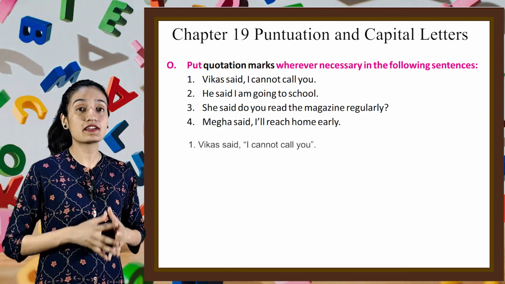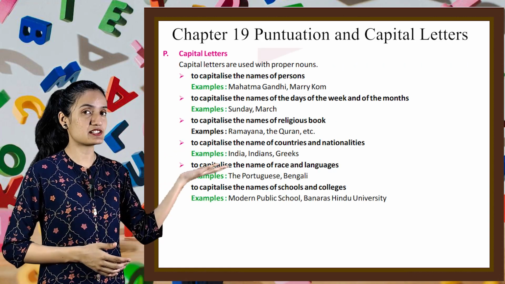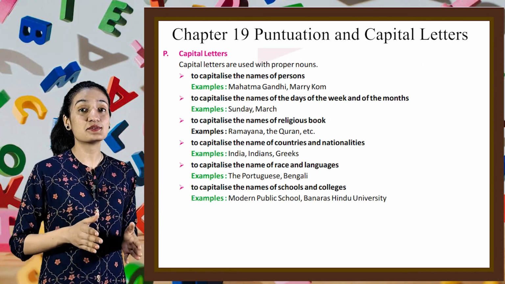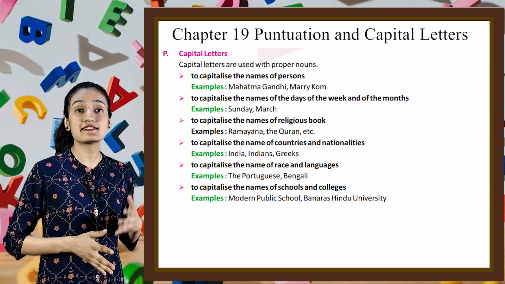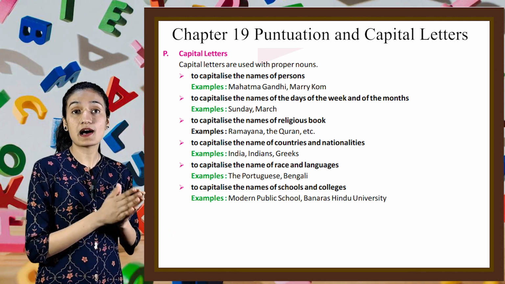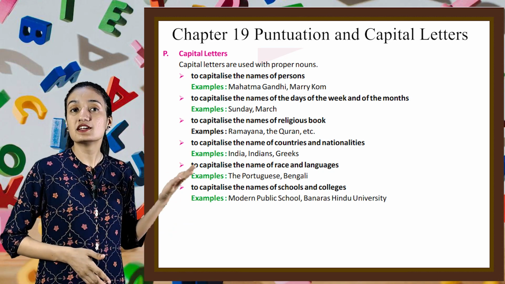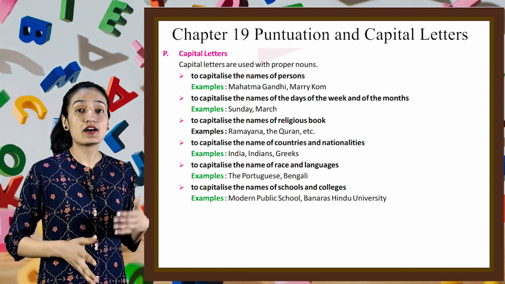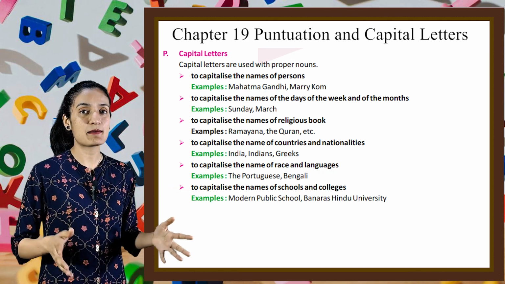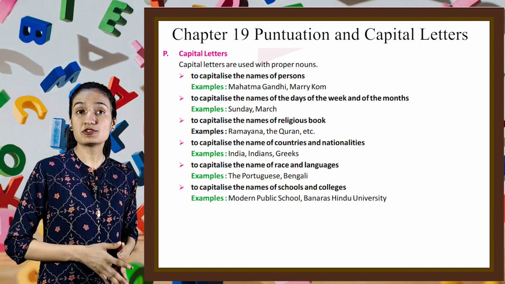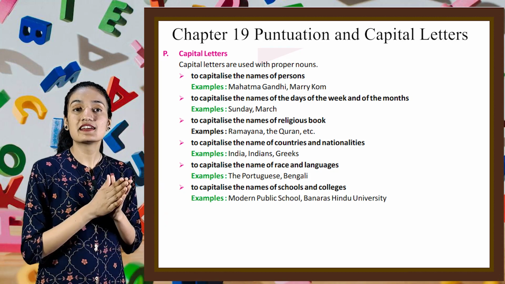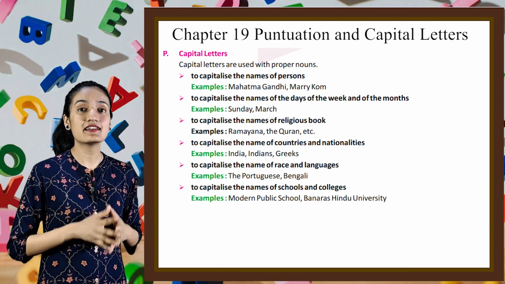Our next topic of this chapter is capital letters. Capital letters are used with proper nouns to capitalize the names of persons. Example, Mahatma Gandhi, Mary Kom. To capitalize the names of the days, of the weeks, of the months. Example, Sunday, March. To capitalize the names of religious books like Ramayana, the Quran, etc.